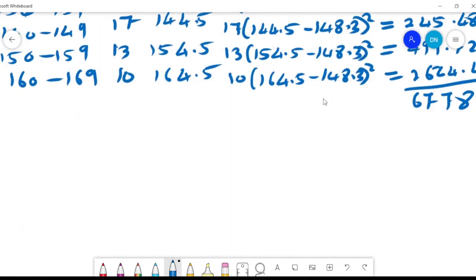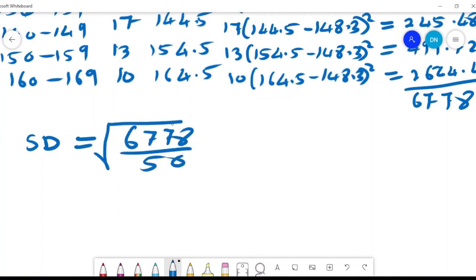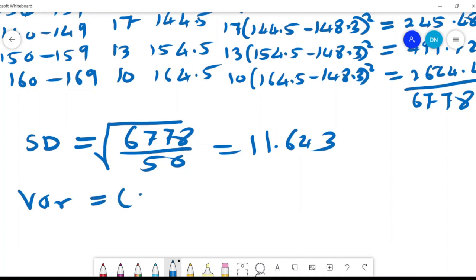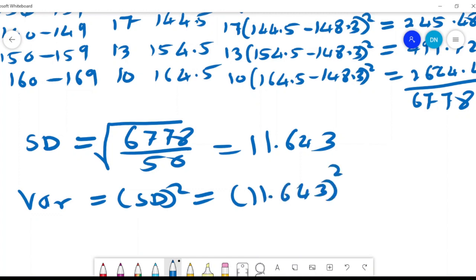And so what does that mean? It basically means that the standard deviation is equal to the square root of 6778 divided by 50, and that will give me 11.643. What about the variance? The variance is equal to the standard deviation squared, which is 11.643 squared, and that will give me 135.56. So that is how you compute the mean deviation, the standard deviation, and the variance of grouped data.